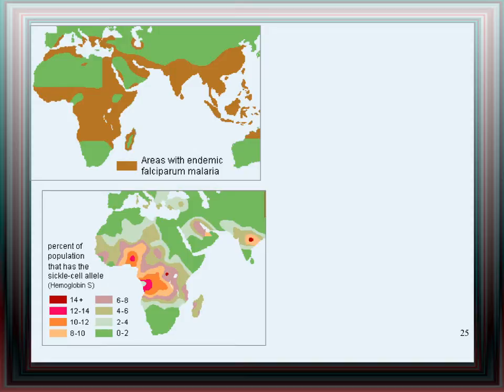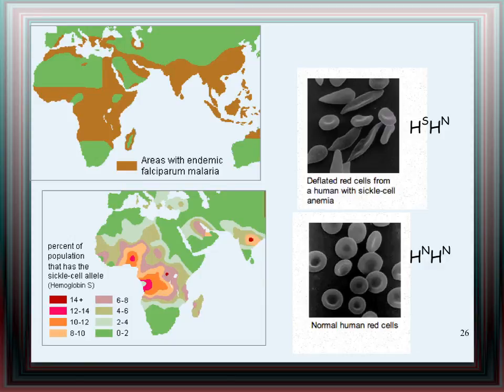Remember that malaria is caused by a protoctist parasite, Plasmodium, which can be introduced into a person's blood when an infected mosquito bites. The parasites enter the red blood cells and multiply inside them. So people who are heterozygous, so they've got HSHN, for the sickle cell trait also have moderately good resistance to malaria because some of their red cells are misshapen and deflated, but they rarely develop the severe life-threatening anemia and related problems typical of homozygous sicklers.